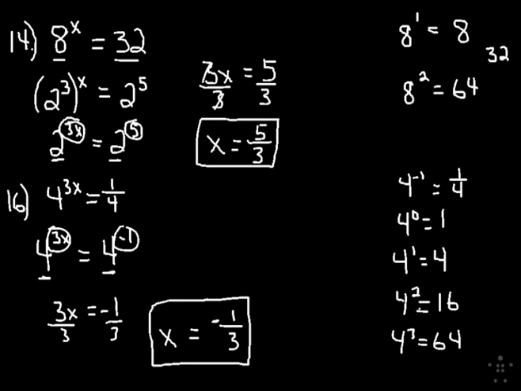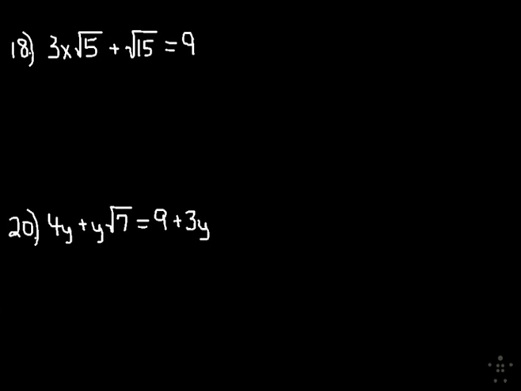Moving on to question number 18. In the exercises part B, they get a little bit more challenging. Here we have 3x times the square root of 5 plus the square root of 15 is equal to 9. So I'm trying to get x by itself. So I can subtract this part, square root of 15. I don't know what it equals, and it doesn't simplify.